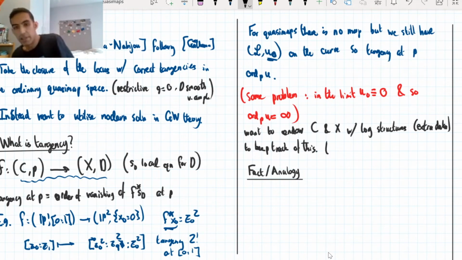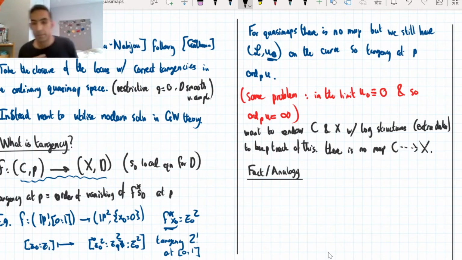But the problem is there's no map. So there is no map C to X. So okay, maybe to tell you what to do instead, I'm just going to use some analogy. So okay, here's a fact/analogy.